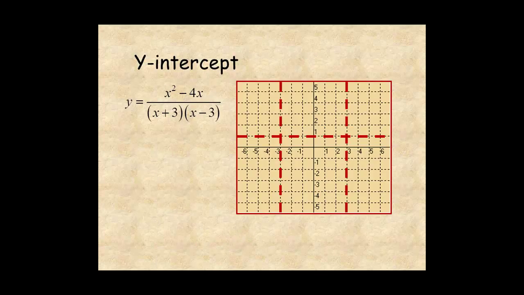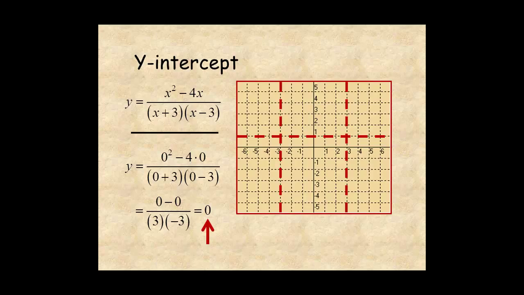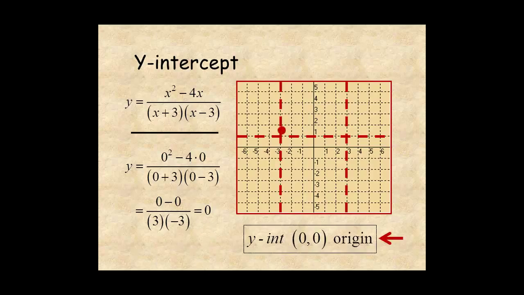To find the y-intercept, evaluate the function for x equals 0. This gives 0 over negative 9, which is 0. So the y-intercept for the function is the point (0, 0), the origin.